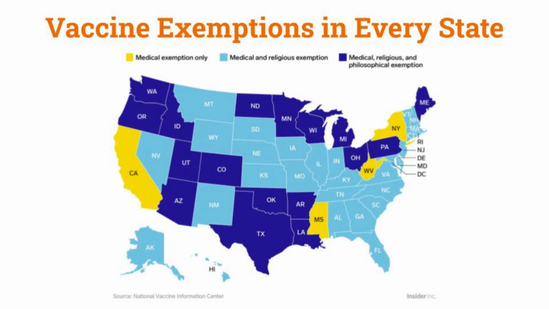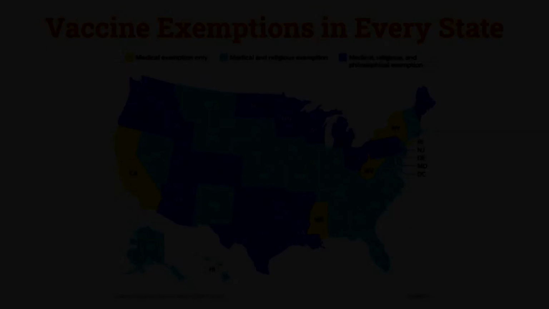Vaccine exemptions in every state map. This map represents which states have medical, religious, and/or philosophical vaccine exemptions. 10 of the states that reported having measles outbreaks were also states that had vaccine exemptions for medical, religious, and philosophical reasons. As you can see, there are also states that only allow religious and medical vaccine exemptions, which accounts for the majority of the United States.